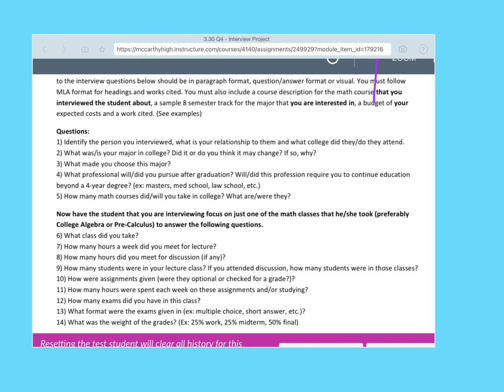All right, what's your major, or what was your major in college? Did it change, or do you think it might change? And if so, why? What made them choose that major? What profession will they or did they pursue after graduation if they're already working?